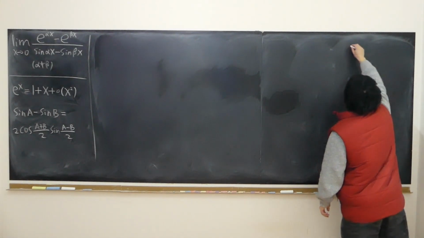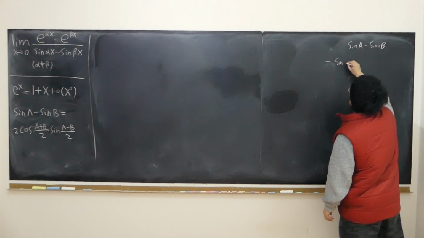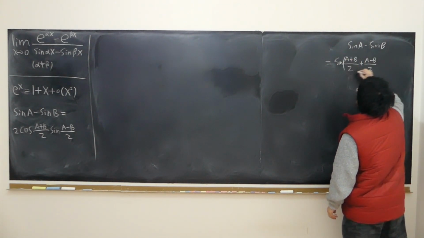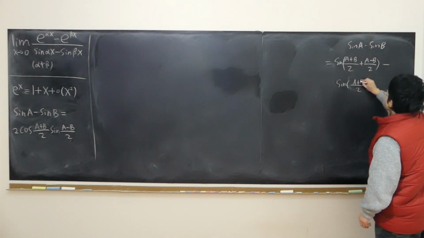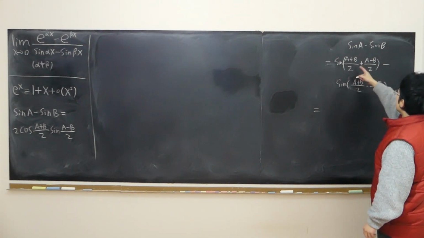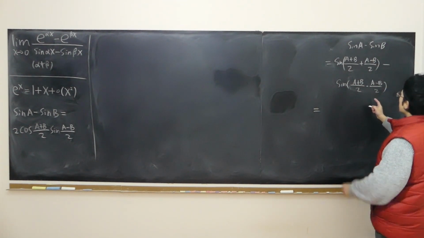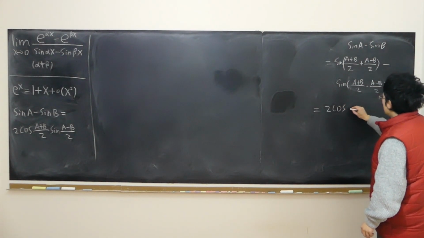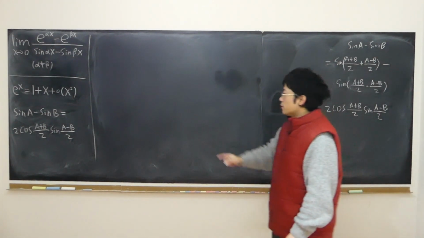So sine of a minus sine of b is equal to sine of half of (a plus b) plus half of (a minus b), minus sine b, which can be written as sine of half of (a plus b) minus half of (a minus b). And then we can use the angle sum formula, right? Sine cosine plus cosine sine, sine cosine minus cosine sine. So in the end, sine cosine cancelled out. We're only left with cosine sine, and we have twice of that. So twice of cosine sine. So we have this result.